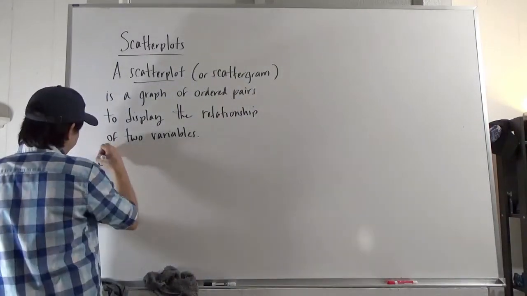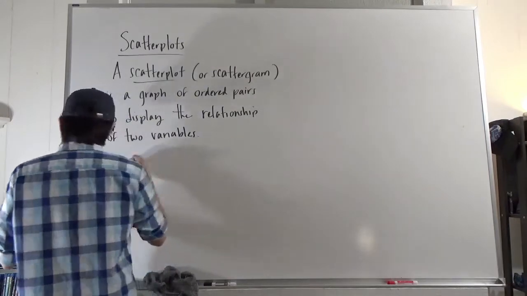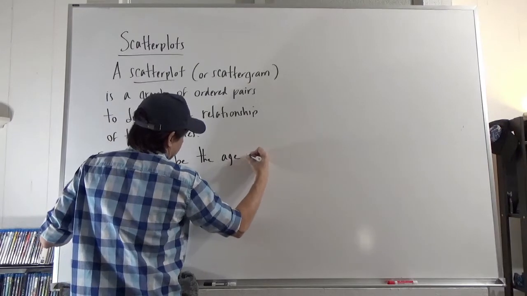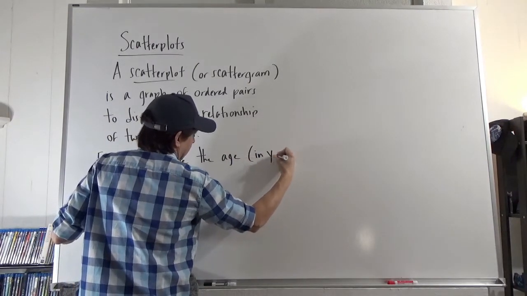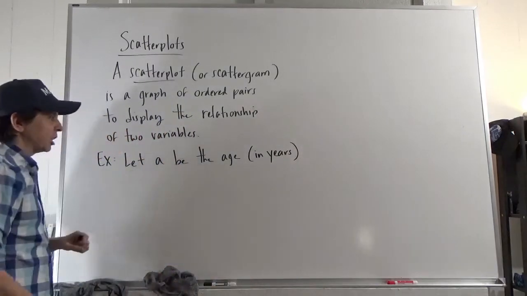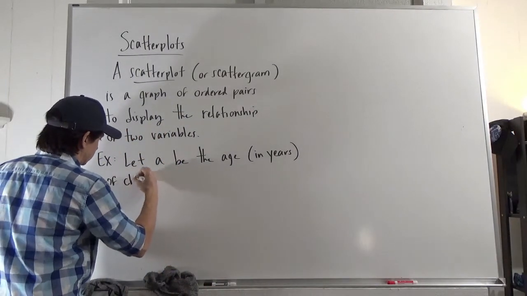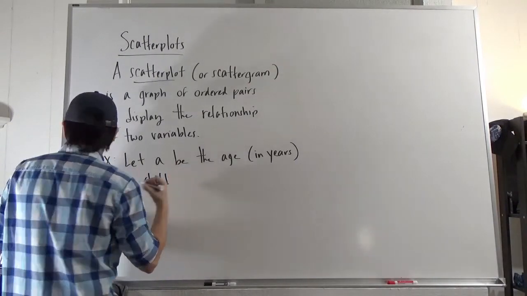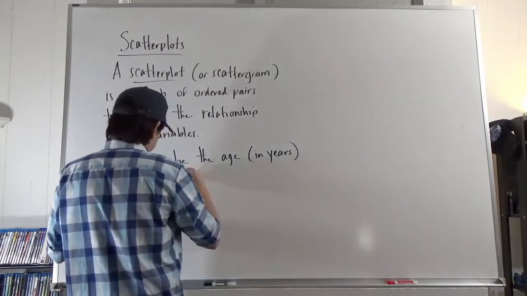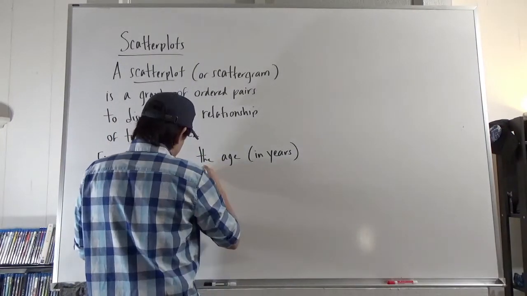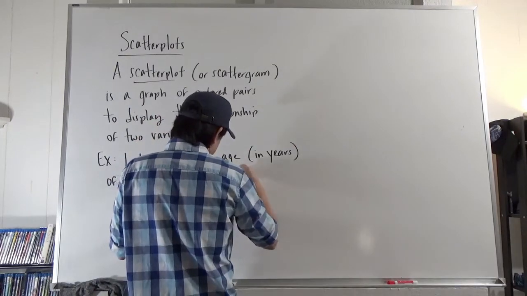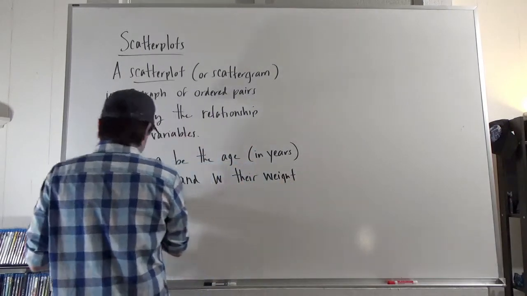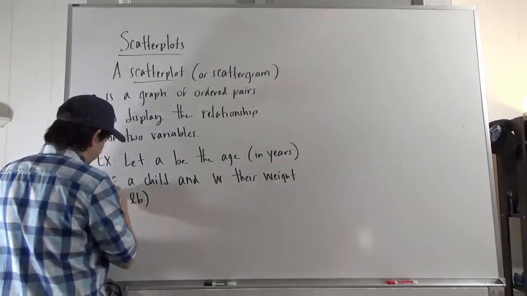Okay, let's do one. Let A be the age in years of a child, and W, their weight in pounds. Pounds abbreviated by LB.